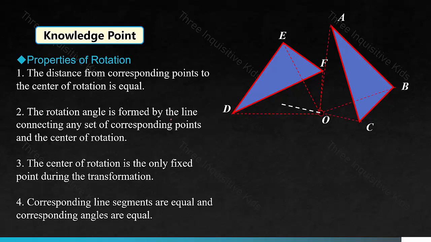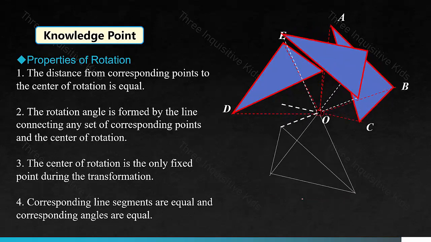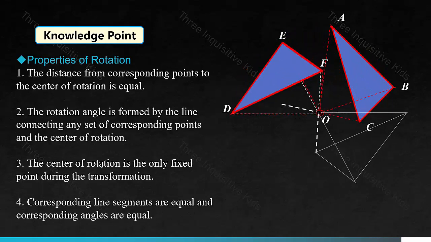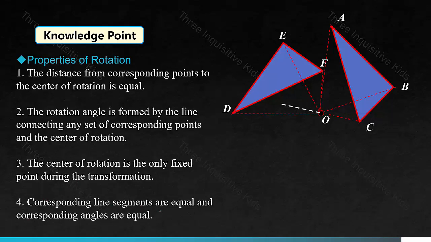The rotation angle is formed by the line connecting any set of corresponding points in the center of rotation. So you can first find a pair of corresponding points and then connect those both to the center of rotation. The center of rotation is the only fixed point during the transformation, and the corresponding line segments are equal, and the corresponding angles are also equal.